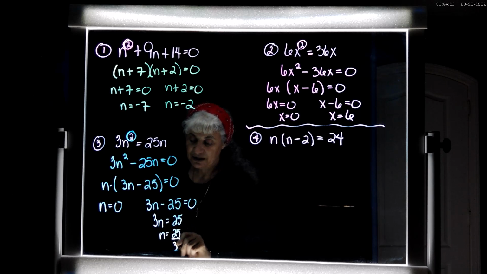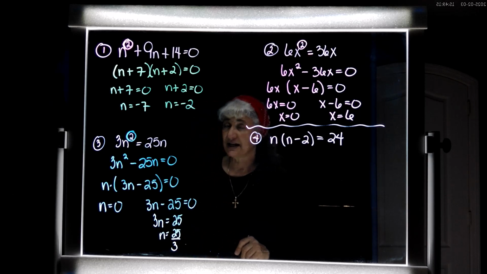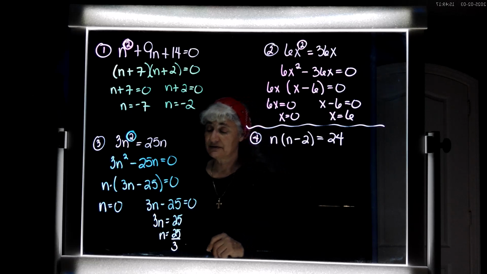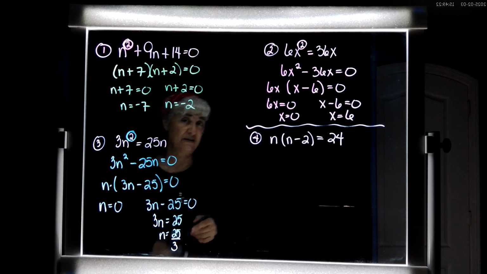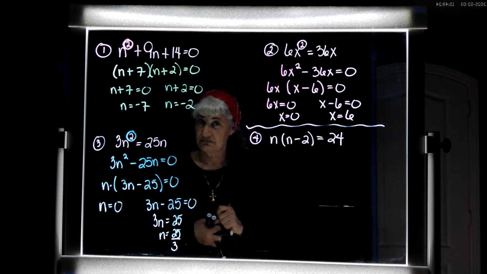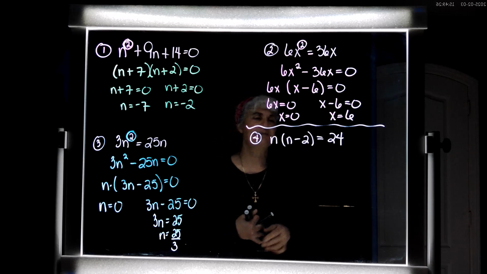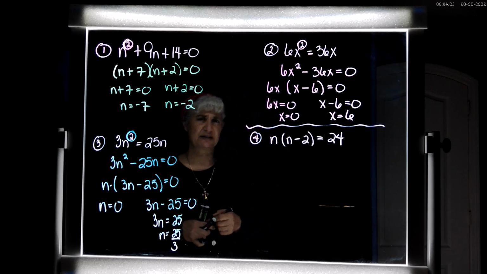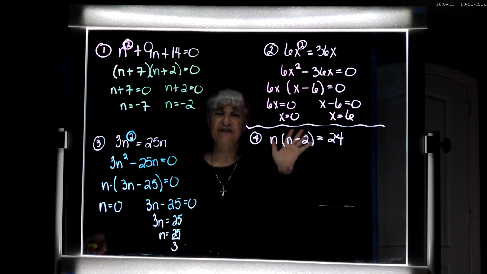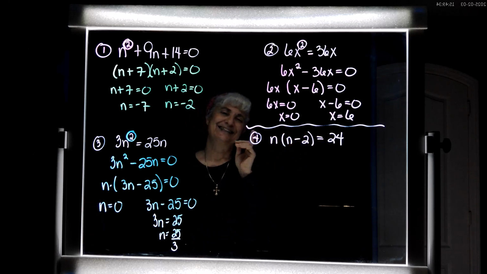And stay off the calculators because I didn't ask for a decimal and I didn't ask for a mixed number. So you have 2 answers. n is equal to 0 or n is equal to 25 over 3. Good? Good. Okay, let's look at this one. Ooh, this one is very interesting. You're like, hey, it's already factored. Look.